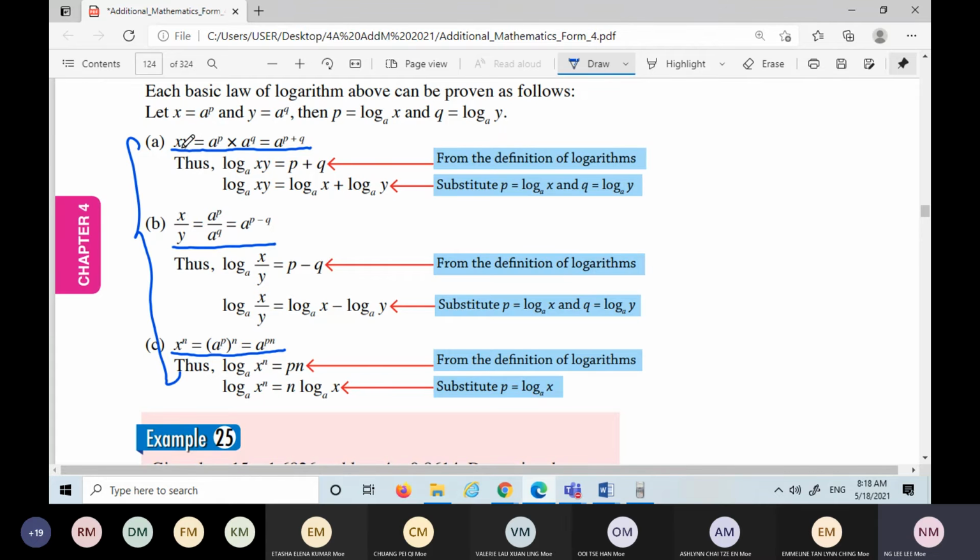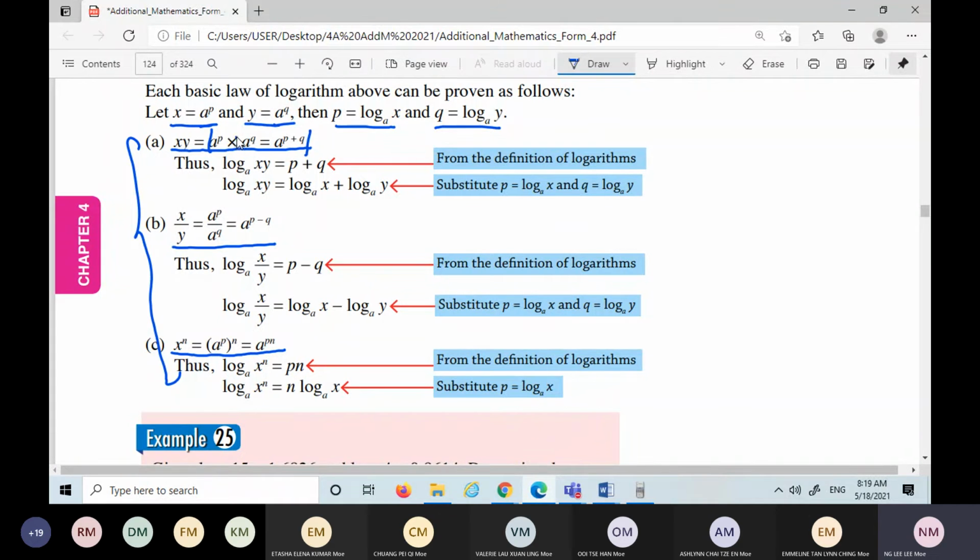This one, x times y. First of all, you let x be a to the power p, and y be a to the power q. Then you write this into the logarithmic form. So now we start with x times y. So it's a to the power p times a to the power q. You replace the x with a to the power p, and you replace the y with a to the power q. After that, from here to here, you are using the index law.